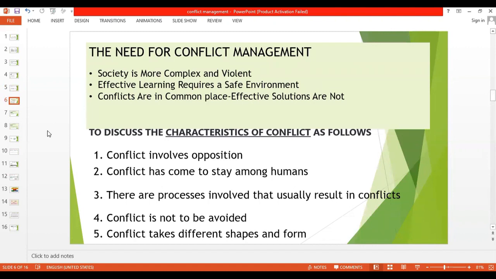So we need to discuss the characteristics of conflicts. They are: conflict involves opposition. Conflict has come to stay among humans. There are processes involved that usually result in conflicts. Conflict is not to be avoided. Conflict takes shapes and forms.